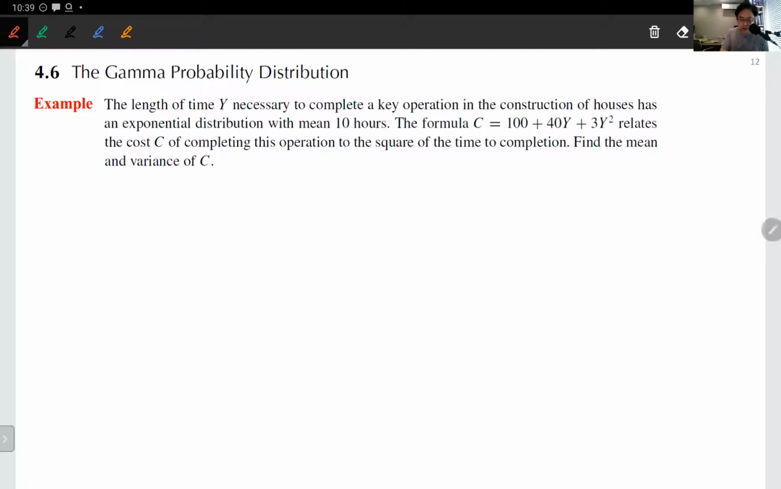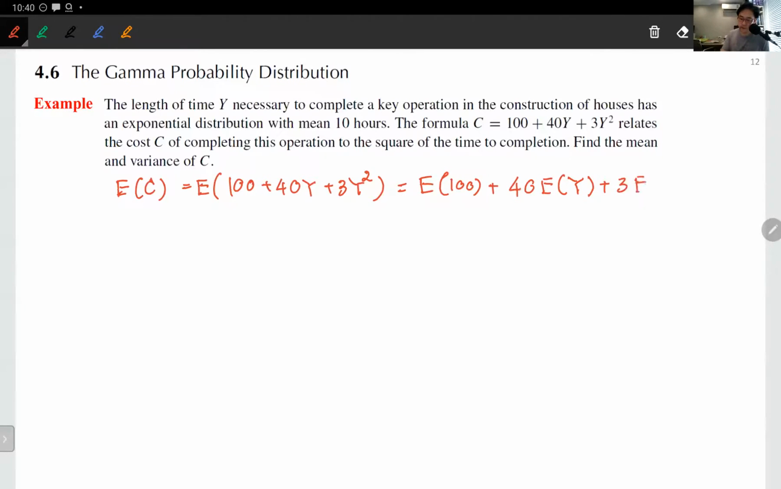The reason I want to try this is just to remind you what we can do. If you want to figure out the mean of c, that's just the expected value of c. So it's going to be the expected value of the whole expression right here, plus 3y squared. That allows you to use the properties of the expected value, just like we saw before. You can spread this out and pull the constants out to the front. So what you really want to do here is figure out the first moment of y, the second moment of y, and so on.